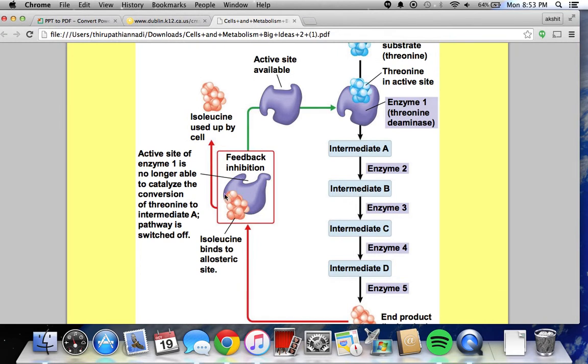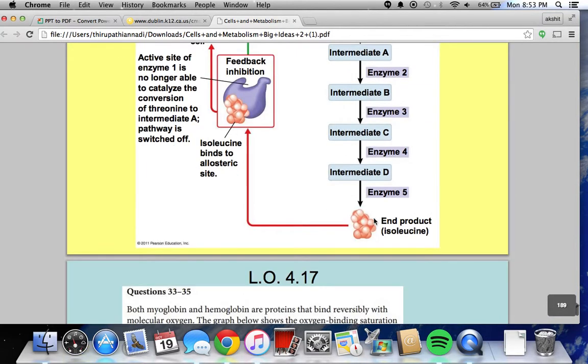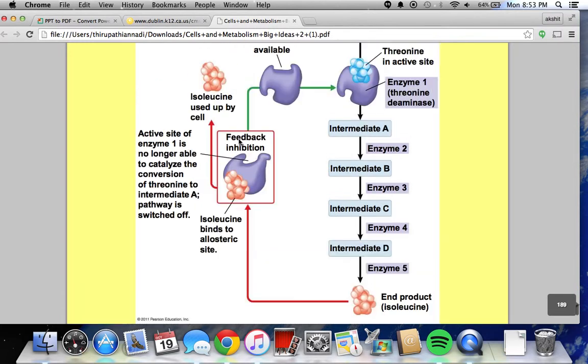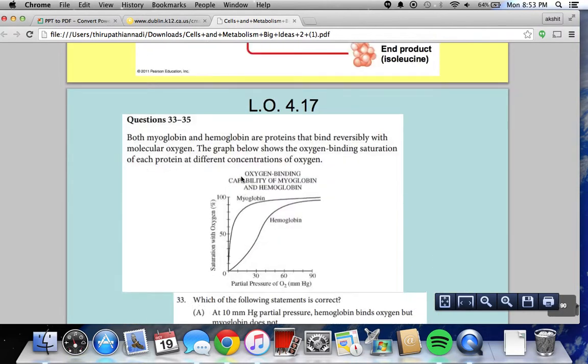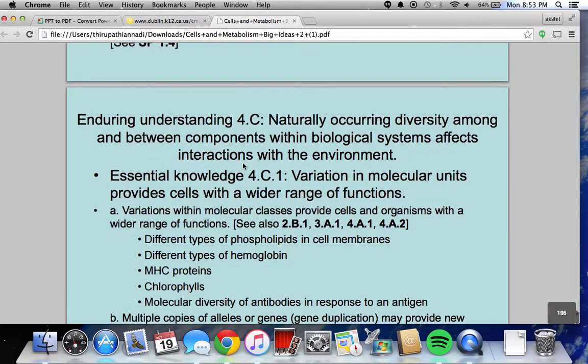When the isoleucine is used up by the cell, it goes away, and then the enzyme goes back to normal, and the reaction happens again. But until the isoleucine gets used, there's no point in making more, so it stops the enzyme from working. And that's feedback inhibition, and that's basically it. That's what you need to know for the quiz tomorrow.